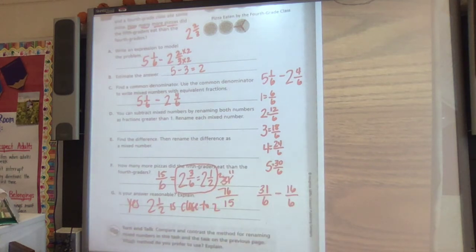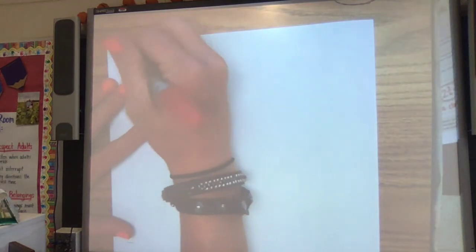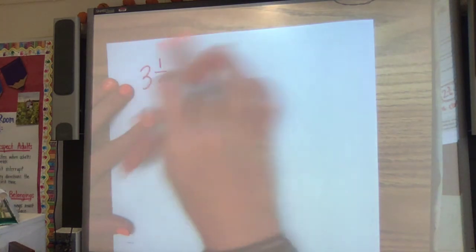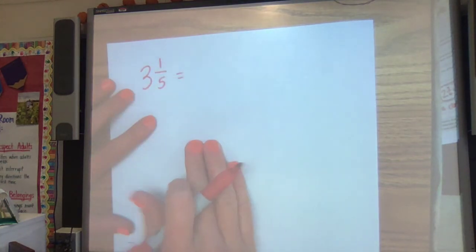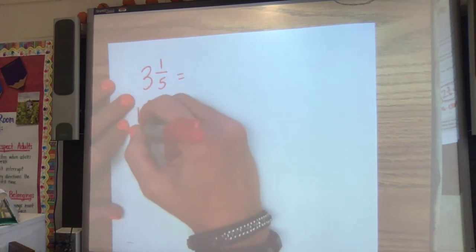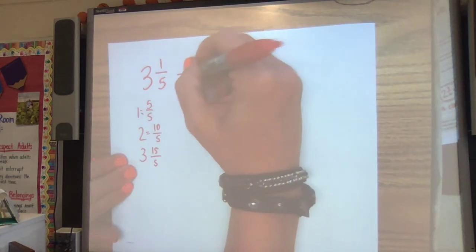So we're going to do some practice today and tomorrow for renaming our fractions, changing our mixed numbers into improper fractions. All right, I want to practice that a couple times on here. So I'm just going to make this up so you can use any kind of piece of paper. Let's say we've got 3 1/5, and I want to change it to improper. I want it to be just a fraction. So we need to think about it. We're in fifths. So 1 whole would be 5/5. 2 wholes would be 10/5. 3 wholes would be 15/5. I have 1 more, so that would be equivalent to 16/5.